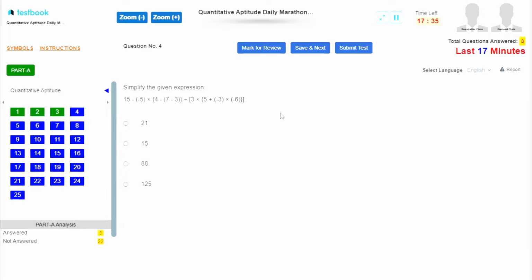Simplify the given expression. 15 minus 4. So 7 minus 3, 4. 4 minus 4, 0. So this complete part is 0. 0 into 5, 0. So 15.